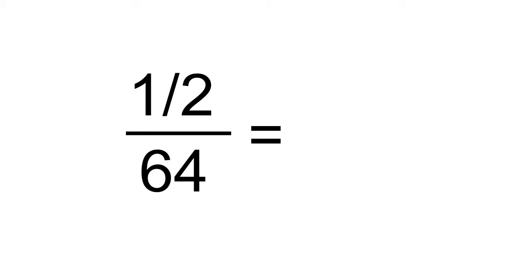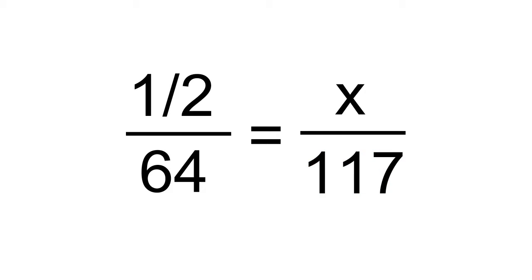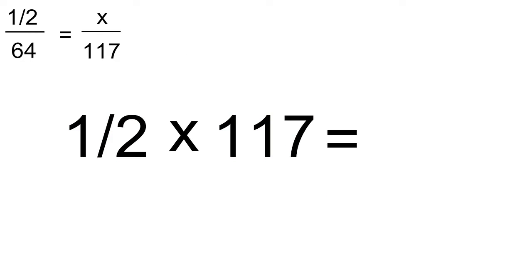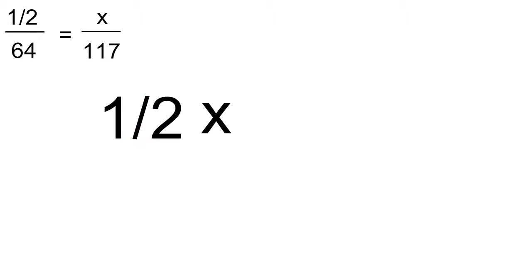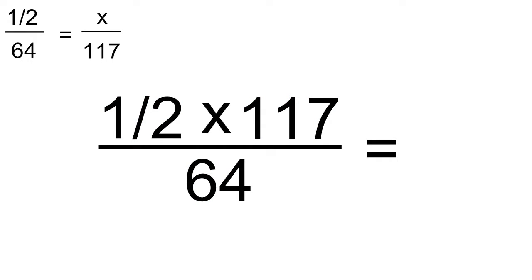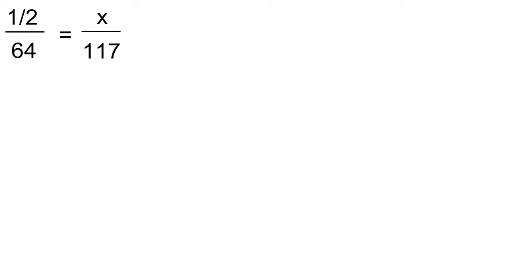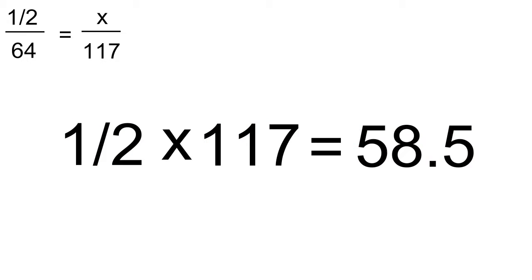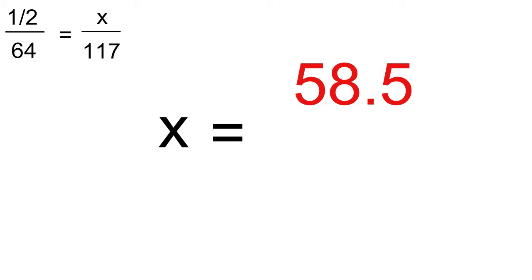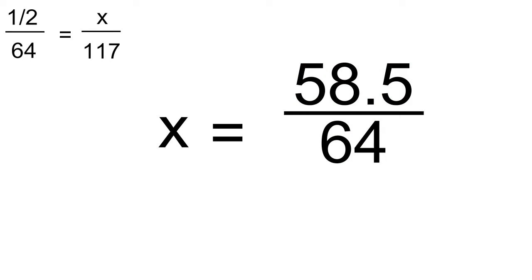1/2 over 64 equals X over 117. 1/2 times 117 equals 64 times X, or 64X. That is the same as 1/2 times 117 over 64 equals X. 1/2 times 117 equals 58.5. X equals 58.5 over 64, or 58.5 divided by 64.